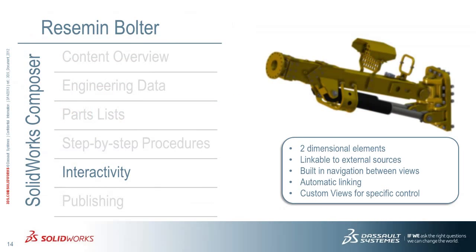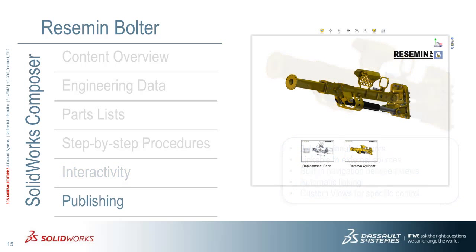Adding the interactivity was actually quite simple. All we did was add some two-dimensional elements and add links to external sources and some of them internal. Basically, we were building navigation between the individual views. A lot of this was done automatically, and we also showed how to integrate custom views to give specific control over entities. The last thing we want to look at is publishing this document so we get that full interactive experience. This last step in the process is probably the easiest.